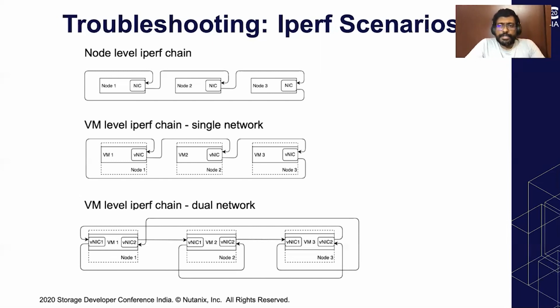Apart from this, we also developed a scenario which mimics the exact network flow of objects. The intention is again to identify the maximum network bandwidth possible and to identify the CPU required to drive that network.